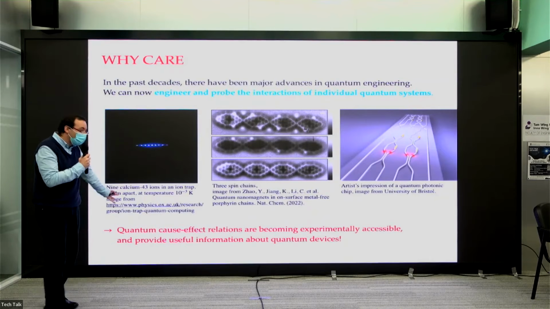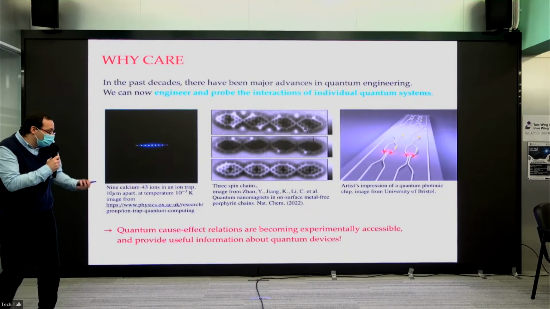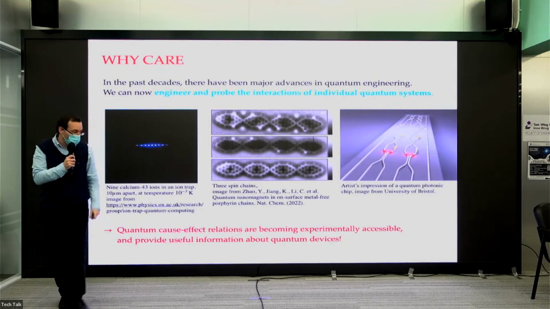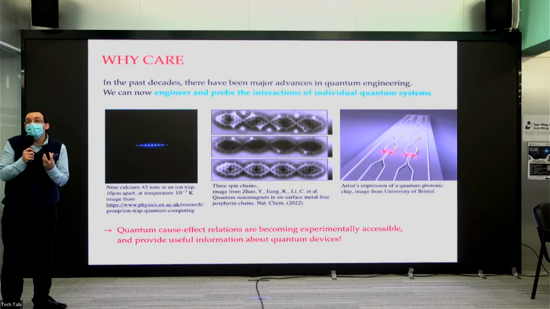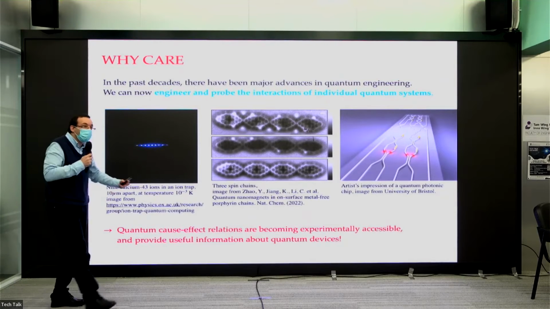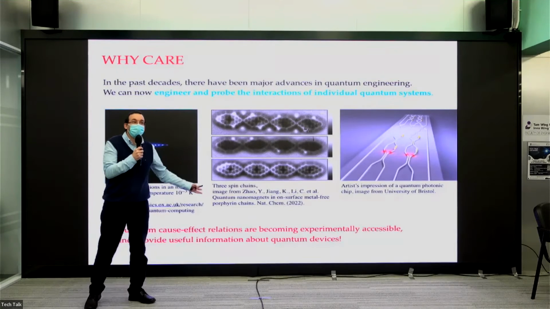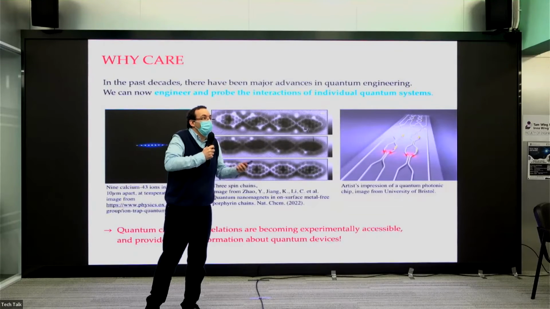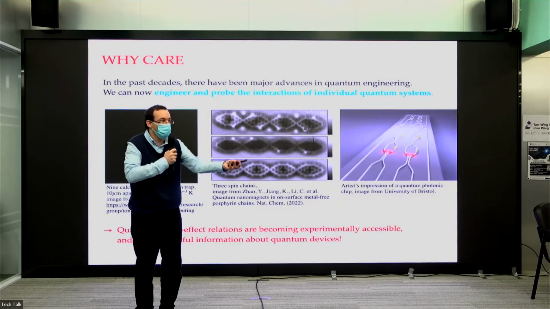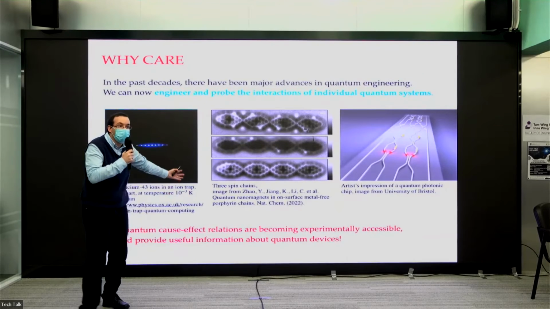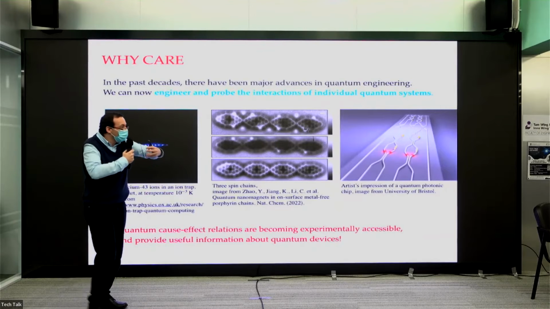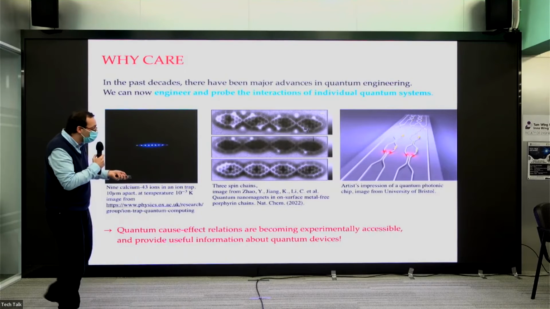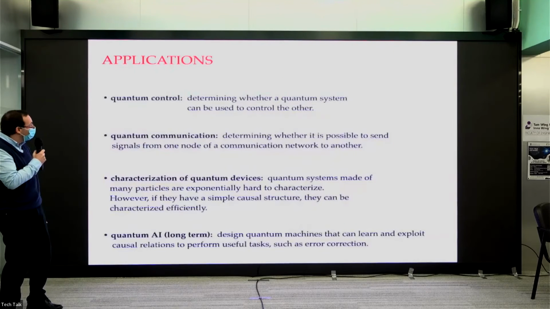And this means that now we are getting the ability to probe experimentally some cause-effect relations between individual quantum systems. And this type of information would give some useful clues about the devices that we are building. One obvious thing that you may want to do is to verify the behavior of a device that somebody has built, and test what the dependencies are between the inputs and the outputs of the device. And this is pretty much a problem of causal reasoning at the quantum level.